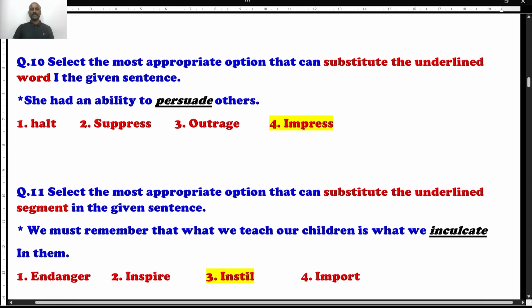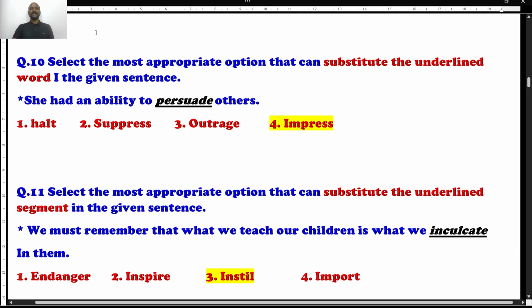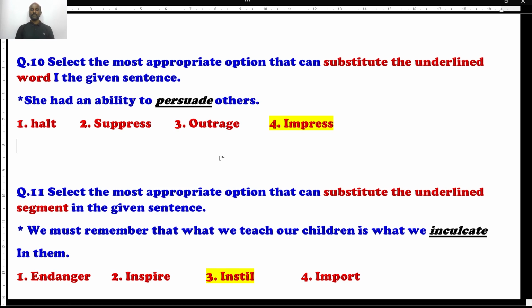Question number 10. Substitute the underlined word. A sentence is given, the word is underlined. You can replace it, if it is needed, with the given 4 options. Any one among the 4 options you are supposed to choose as the right answer to be the substitute word for the underlined word. What's the sentence? She had an ability to persuade others. What do you mean by persuade? Students, persuade is nothing but influencing, catching. Which is the right word for that?